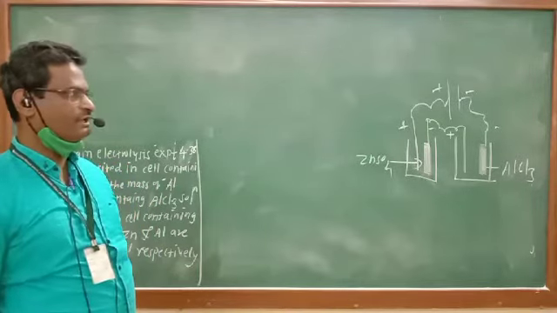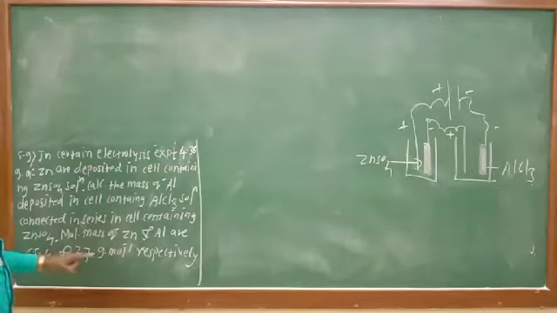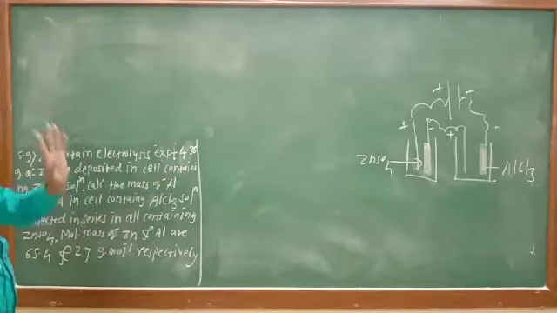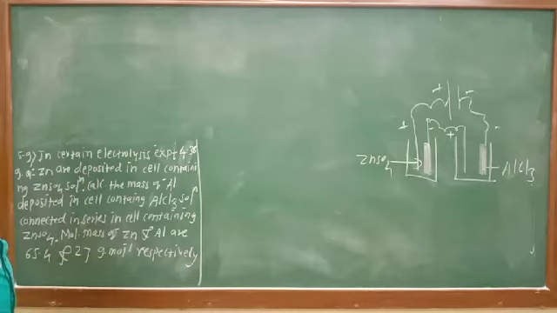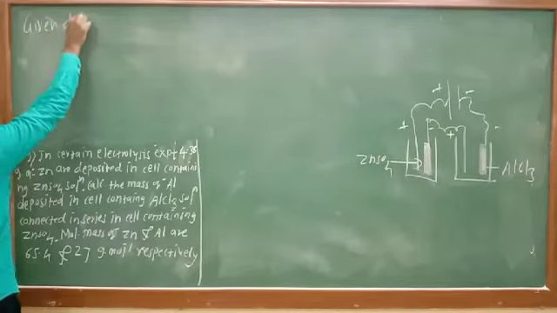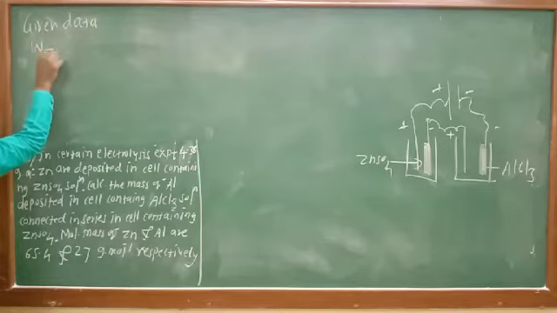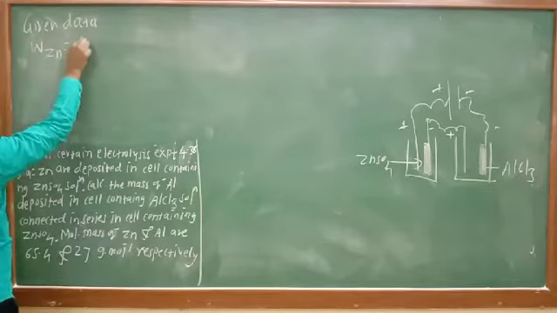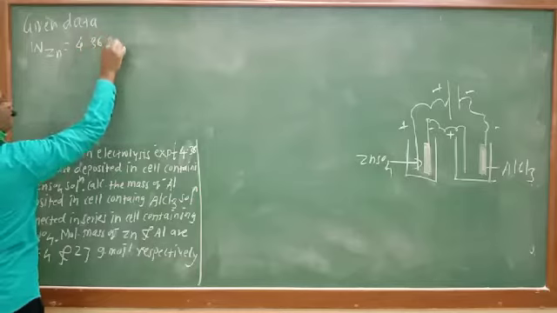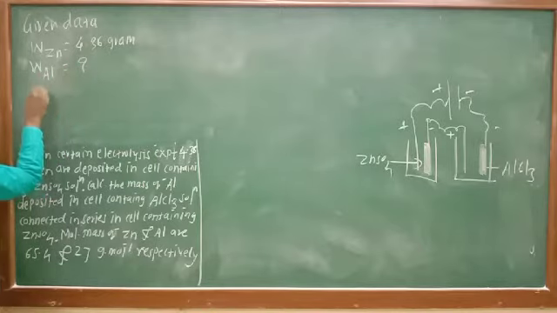Weight of zinc deposited is given as 4.36 gram, and we are asked to calculate the weight of aluminium deposited. That formula also we have studied. Now, what is the given data? I am writing here only. The given data of the problem is: weight of zinc is 4.36 gram, and they have asked to calculate the weight of aluminium, equal to question mark.